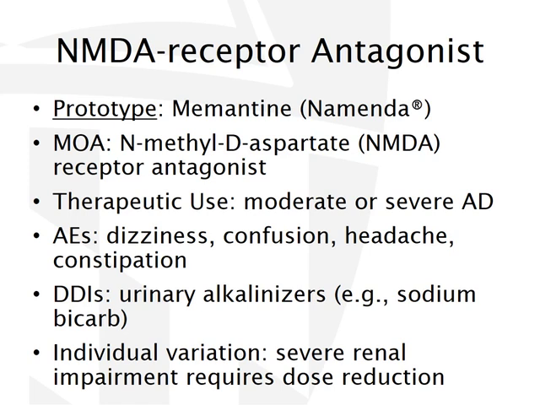Adverse effects, not so bad. Dizziness, confusion, headache, constipation, much, much milder than the side effects that are seen with the cholinesterase inhibitors. Drug-drug interactions, this drug is excreted renally. So if you have urinary alkalinizers, it can prevent renal excretion of this drug, which could be a problem. Individual variation, kind of along the same lines, severe renal impairment will impact how well this drug is removed from the body, and thus this drug will require dose reduction for patients with severe renal impairment.